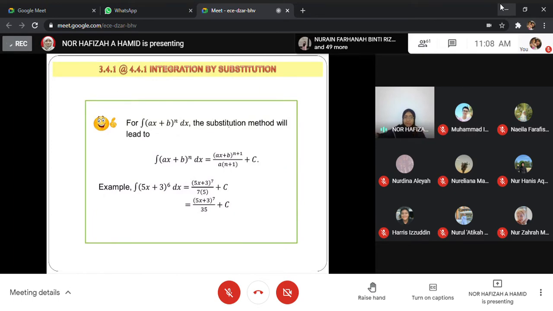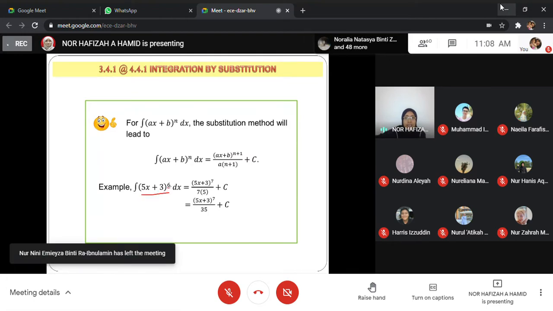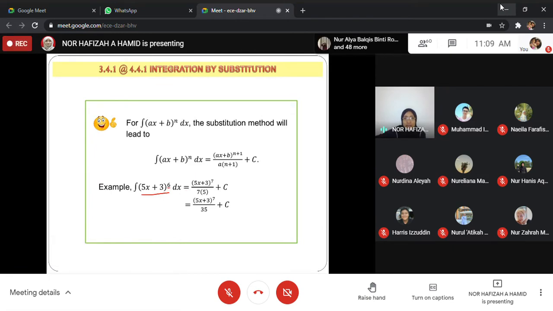if you want to solve the integration of 5x plus 3 to the power of 6, using this formula, you copy 5x plus 3, then 6 plus 1 gives 7, then divide by 7, and differentiate what is inside the bracket. Differentiating 5x plus 3 gives 5, so multiply by 5. The final answer is 1 over 35 times 5x plus 3 to the power of 7 plus c.